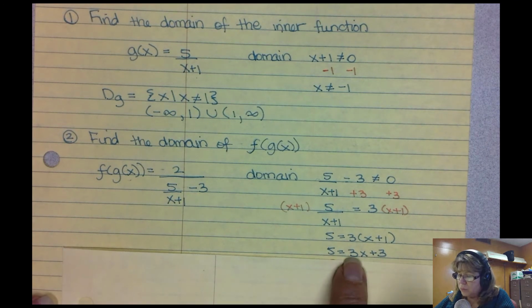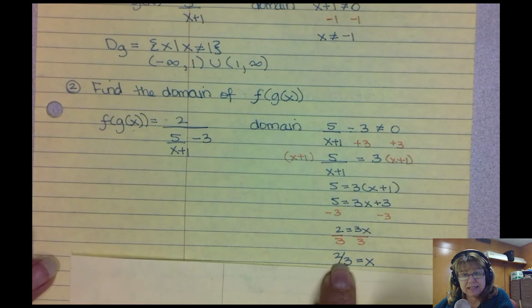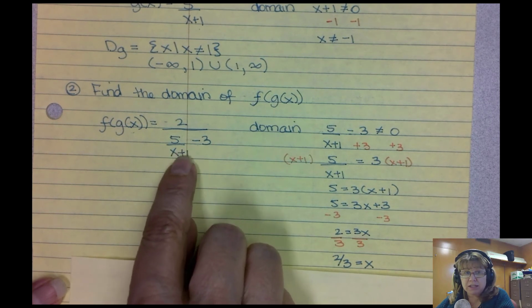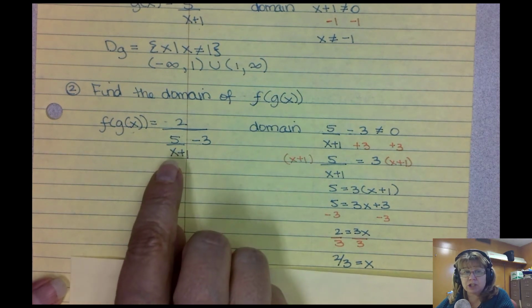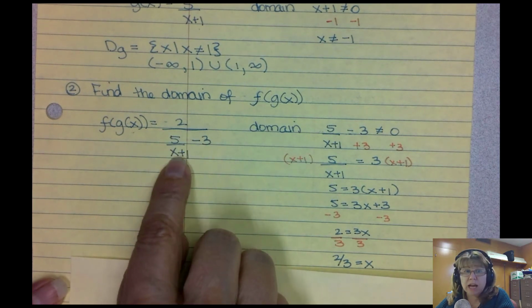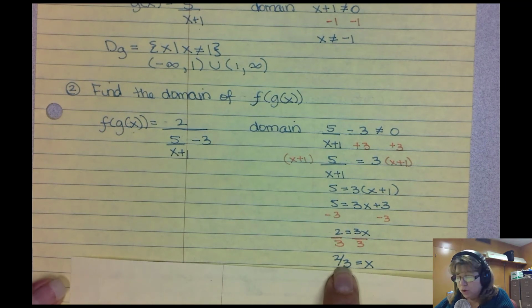5 equals 3x plus 3. Again, solving for x, I end up getting x is 2/3, okay? Because originally we have to worry about this denominator being 0, we have a restriction that x cannot be negative 1. And now this whole entire denominator cannot be 0, and we have the restriction of 2/3.